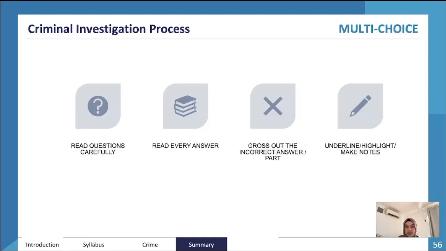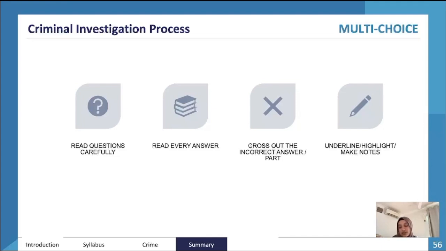In terms of the multiple choice, make sure that you read the questions carefully. Make sure that you read every answer. I just realized that this is incorrect, so please ignore that. But yeah, make sure you read your questions carefully and read every answer. Make sure you're highlighting and underlining, especially for multiple choice, where some of the options may seem really similar. Just make sure that you're able to pick apart the differences. Cross out the incorrect answer or part, and underline and highlight, and make notes, basically.